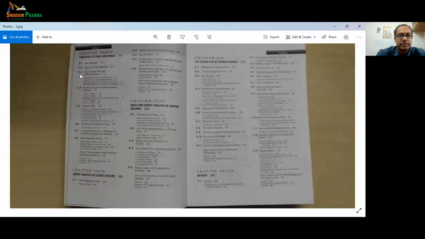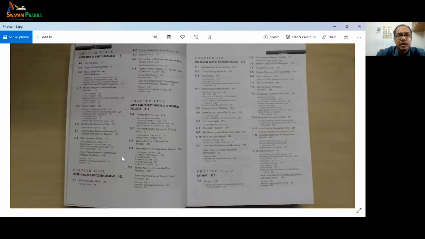Okay, so the 3rd chapter, please follow the cursor on the screen so that you can follow where I am pointing. This is the 3rd chapter, which is properties of pure substances, which includes pure liquid as well as pure gas, which are usually the working fluids for thermodynamic systems. So that's where we are looking.